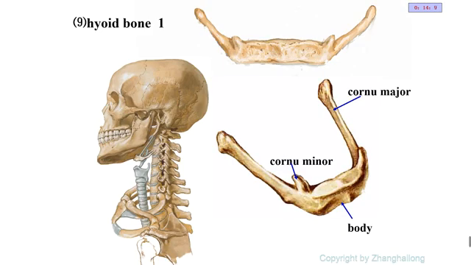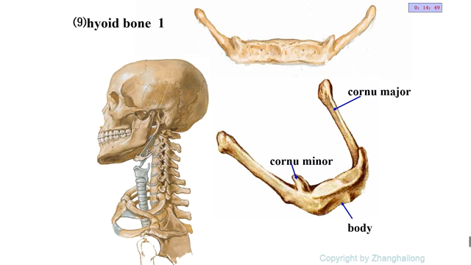The ninth one is the hyoid bone. This bone is under your mouth, and connects with your tongue by tendon and muscle. Every hyoid bone has one body and two horns. One is the small horn, the lesser horn, going upwards. Another one goes backwards, the long horn, the greater horn. Okay? Here is the hyoid.